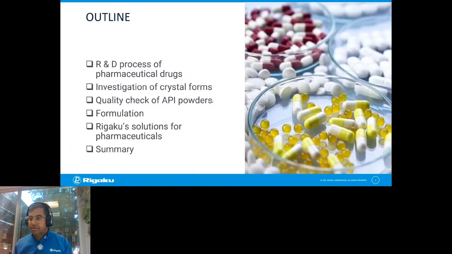The outline of my talk today is R&D processes of pharmaceutical drugs, investigation of crystal forms, quality check of API powder, formulation, Rigaku solution for pharmaceutical, and the summary. Let me also bring up the laser pointer.